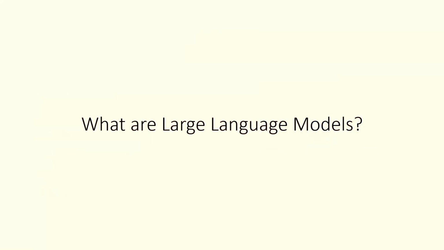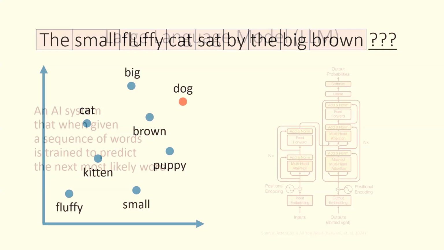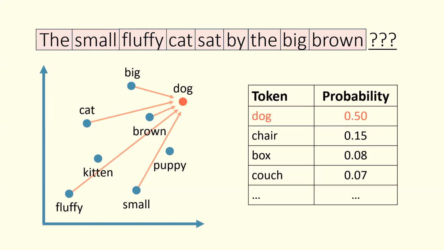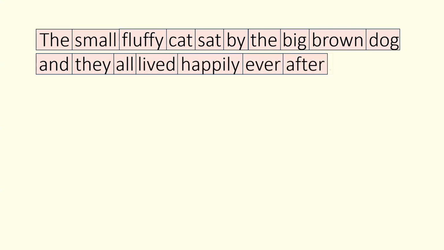Now, the current wave of these AI agents are all built on large language models. So what are large language models? Well, a large language model, or LLM, is an AI system that, when given a sequence of words, is trained to predict the next most likely word. This is the technology that powers everything from ChatGPT to Copilot to Gemini. LLMs use a series of impressive AI technologies and techniques to predict the next most likely word. Then we feed the previously generated words back into the model, including the newly generated words, and it predicts the next word, and so on. We call this autoregressive prediction.